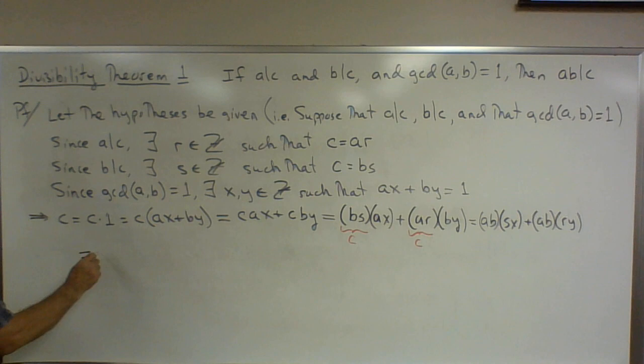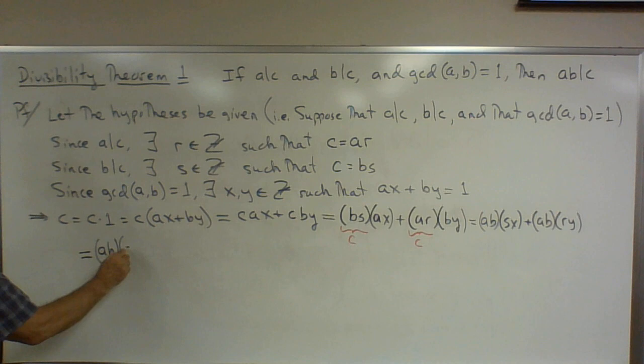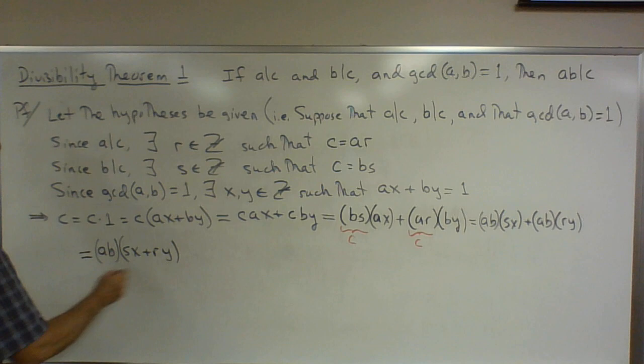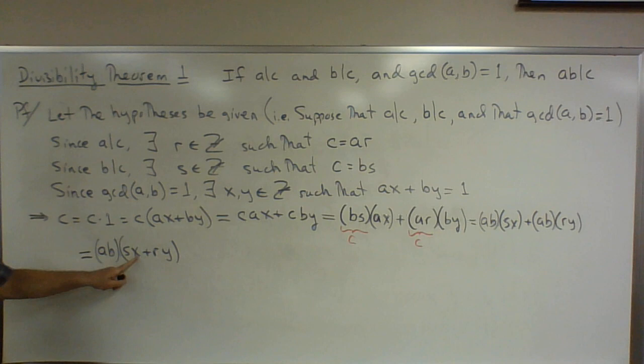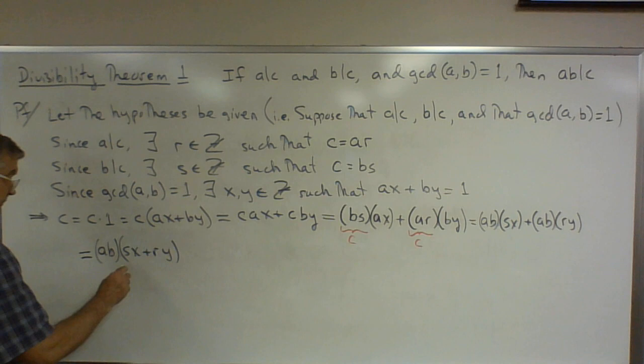And I'm going to factor AB out from the entire expression. That'll leave me with SX plus RY. And note, S is an integer, X is an integer, R is an integer, Y is an integer. Integer times integer is integer. Integer plus integer is integer. This thing is an integer.